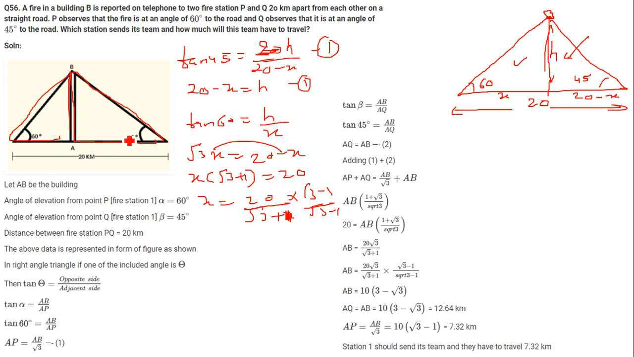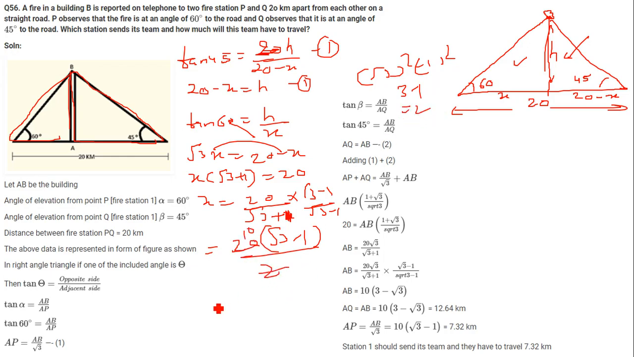We get, this is 45 degrees, and H by 20 minus X. So 20 minus X we put in here. Tan 60 is root 3. This will be root 3 X equal to 20 minus X. So all is good. This will be 20 times root 3 minus 1. And what do we get here? Root 3 minus 1 and root 3 plus 1. This is root 3 whole square minus 1 whole square. That is 3 minus 1. That is going to be 2. So this is 2. So 10 times root 3 minus 1.